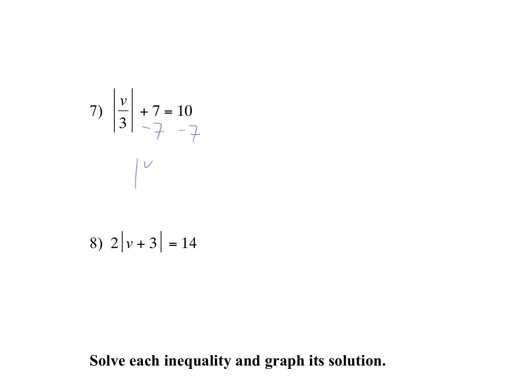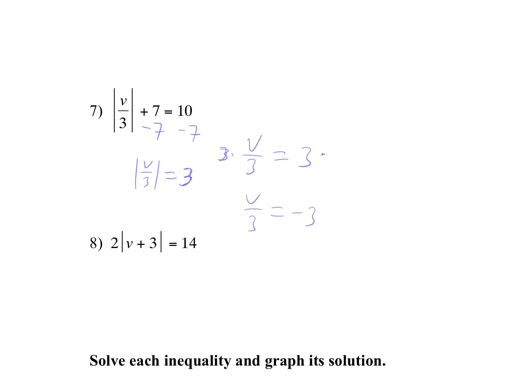So we get absolute value of v over 3. And then 10 minus 7 is 3. And now your absolute value is by itself. It's the only thing that we have on this side of the equal sign, so we're going to write our two equations. We're going to have v over 3 equals positive 3, and v over 3 equals negative 3.